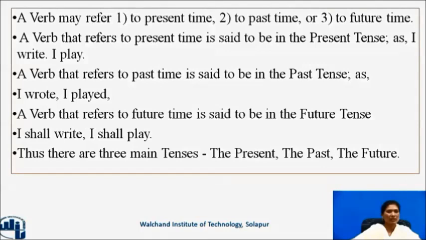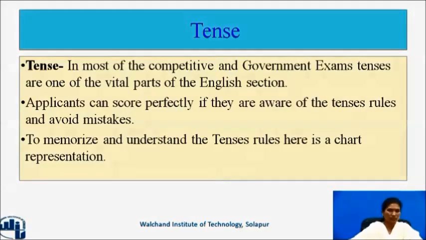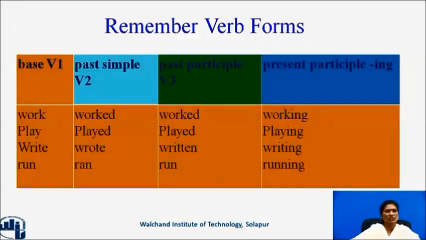So a verb may refer to present time, to past time, or to future time. A verb that refers to present time is said to be in the present tense. A verb that refers to past time is said to be in the past tense. A verb that refers to future time is said to be in the future tense. In most competitive and government exams, tenses are one of the vital parts of the English section. So to memorize and understand the tense rules, here is a chart representation.